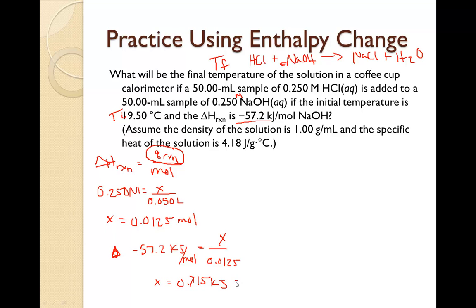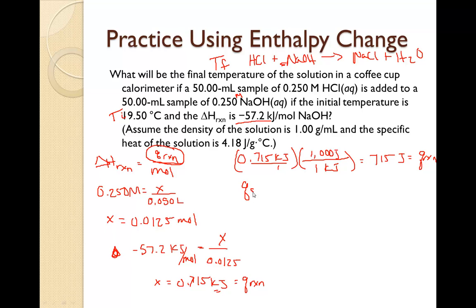And that's the Q of the reaction. We need that in joules rather than kilojoules, so I'm going to bring it up here. 0.715 kilojoules. For every 1 kilojoule, there's 1,000 joules. So 715 joules is the Q of the reaction. We're dealing with the solution now. So the Q of the solution is going to be the opposite of that. So negative 715 to positive 715. This should be a negative number, and this should be a negative number.